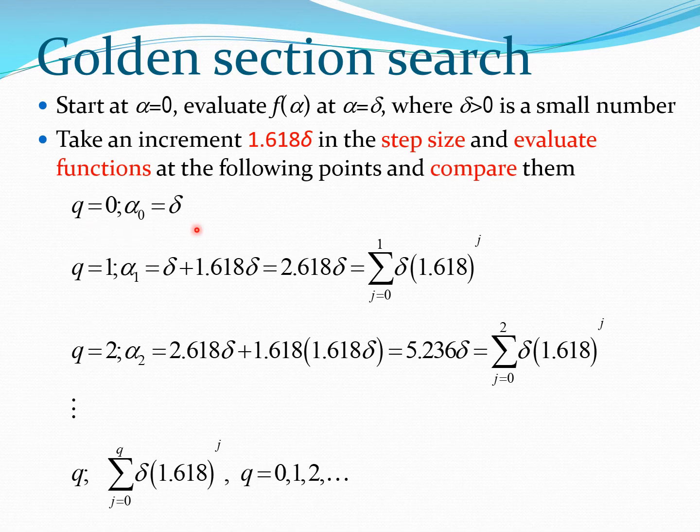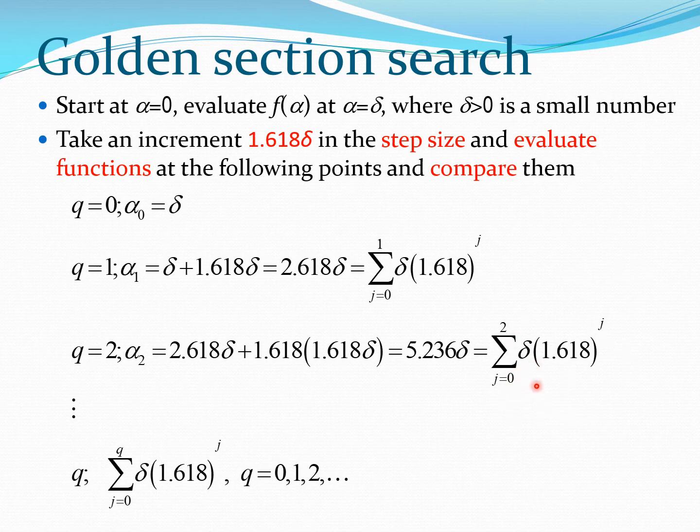So for example, q is 0, we have delta, q is 1, we have delta plus 1.618 delta, so that is 2.618 delta. And then we start writing this out in a summation form, because this is going to bring out a certain pattern to this particular number. Similarly, q is 2, we get alpha 2 is 2.618 delta, which was here, and we add this to 1.618 into 1.618 delta. So this is the r delta which I was talking about previously. So you are accelerating forward rather than uniformly moving forward. And so now you have this 5.236 delta here, and all these are nicely represented in the summation form.